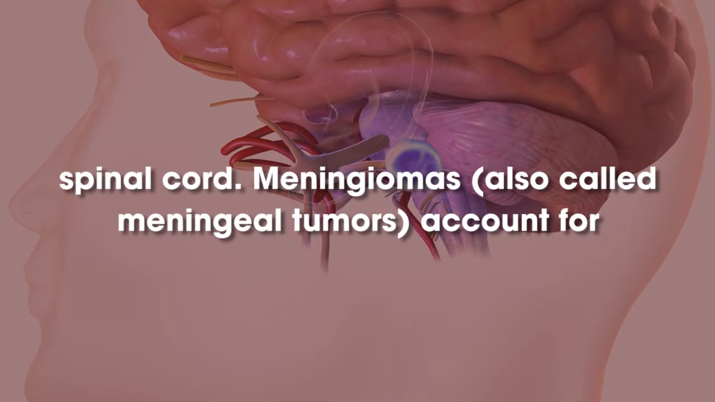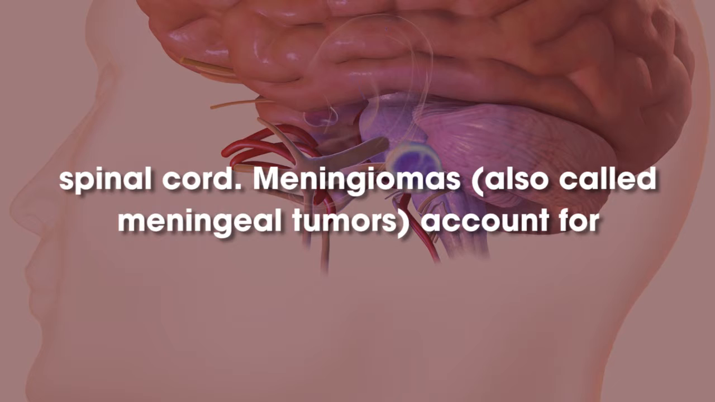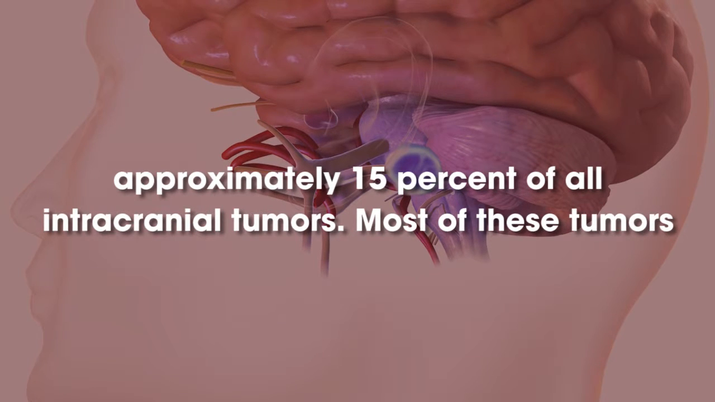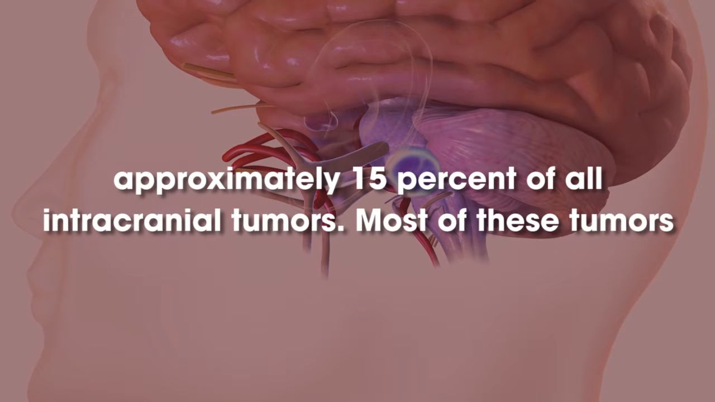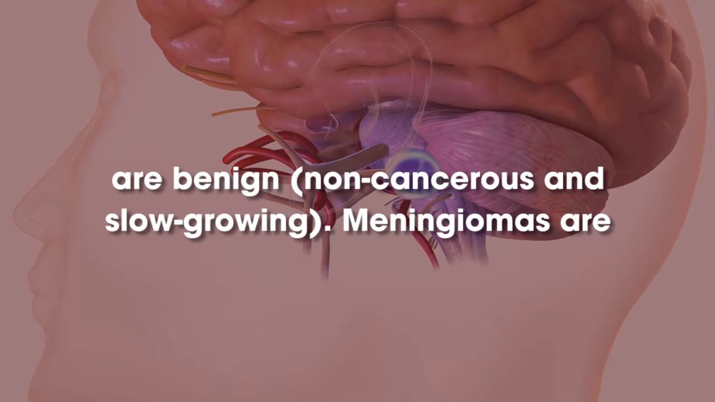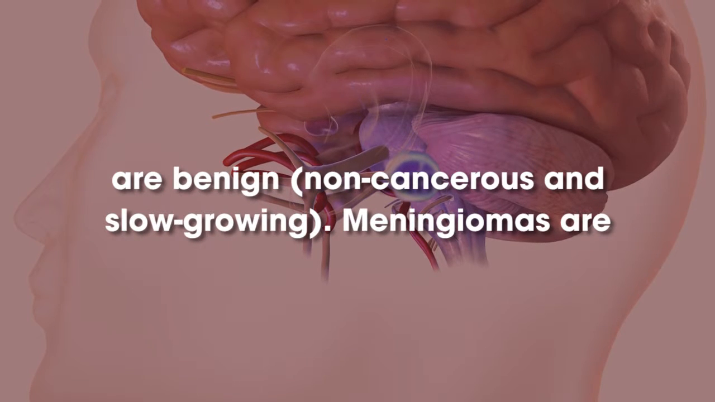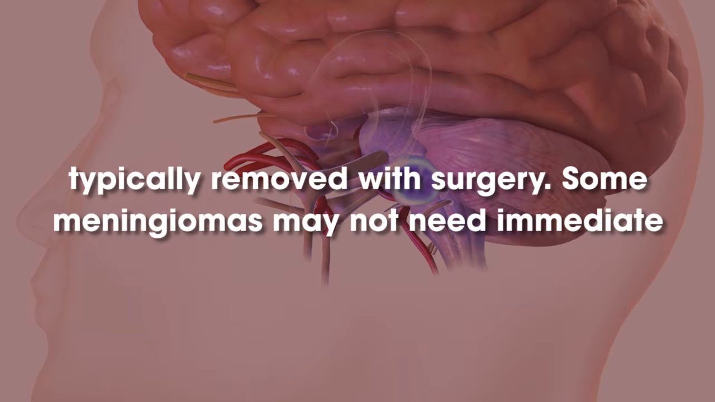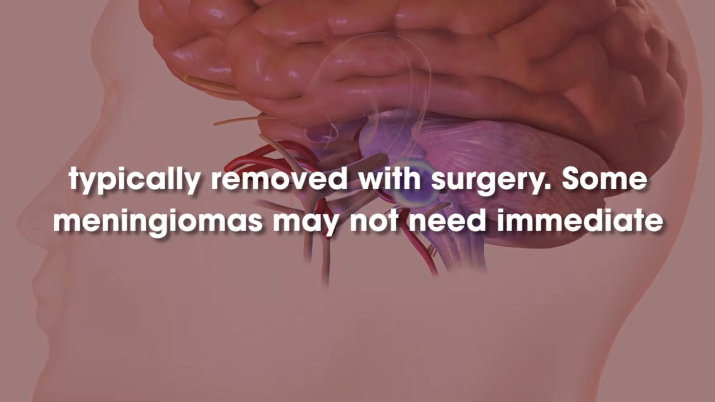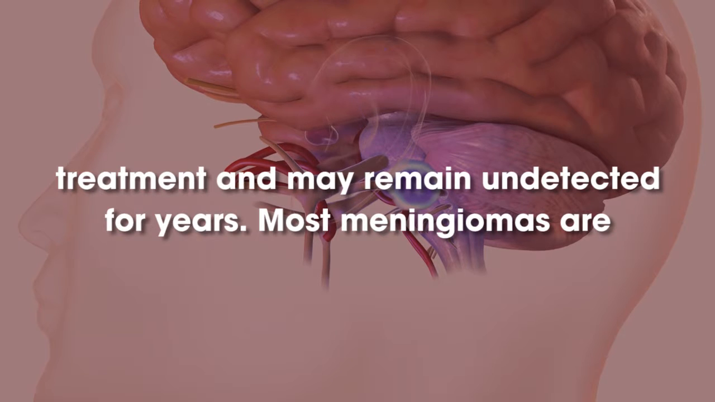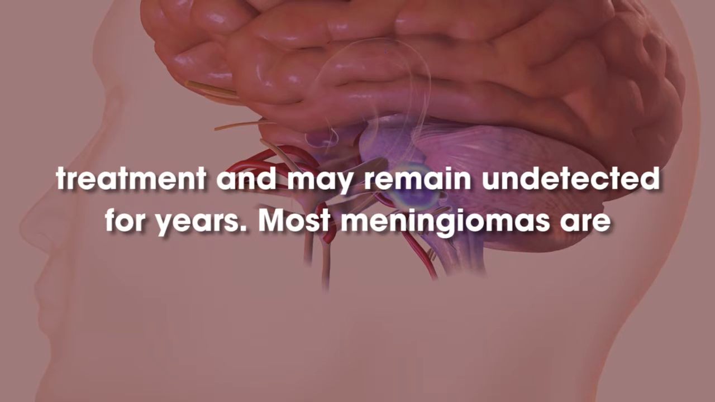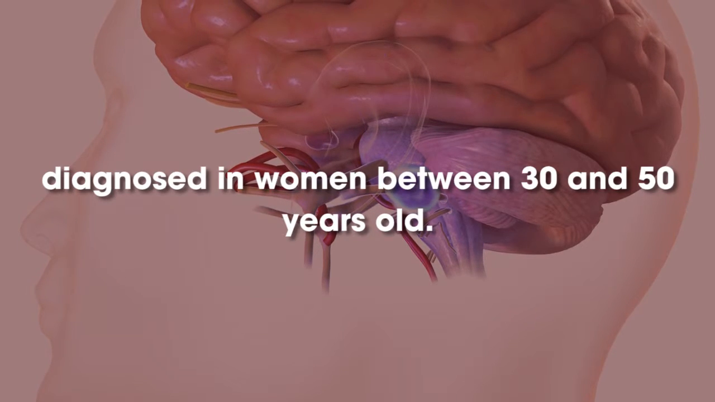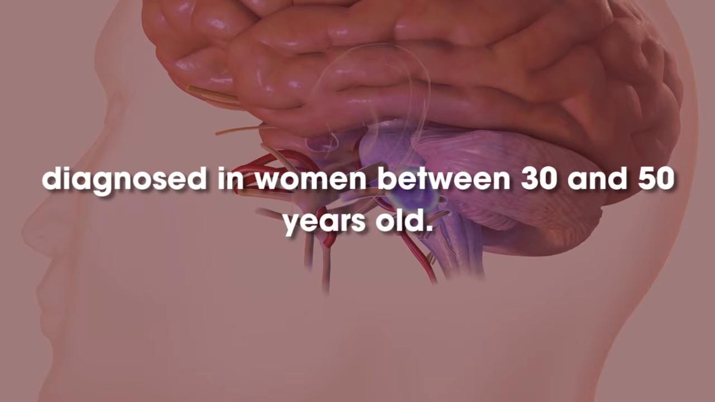Meningiomas develop in the cells of the membrane that surround the brain and spinal cord. Meningiomas, also called meningeal tumors, account for approximately 15% of all intracranial tumors. Most of these tumors are benign, non-cancerous and slow-growing. Meningiomas are typically removed with surgery. Some meningiomas may not need immediate treatment and may remain undetected for years. Most meningiomas are diagnosed in women between 30 and 50 years old.